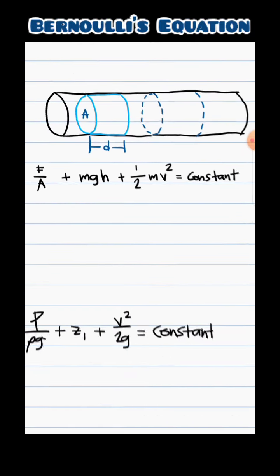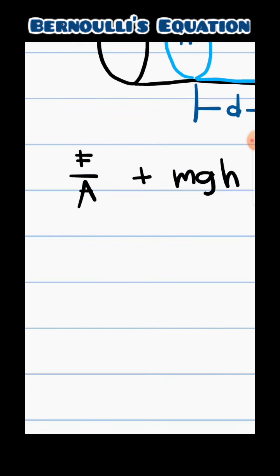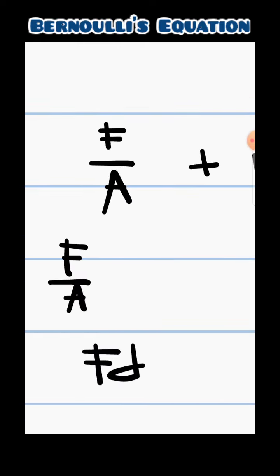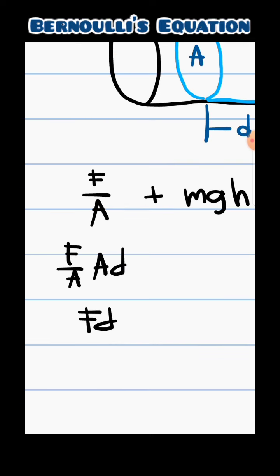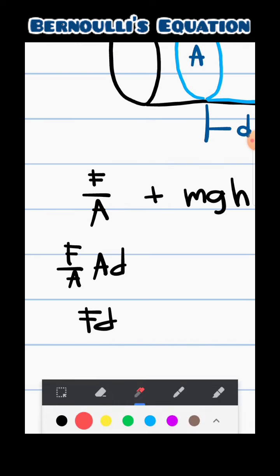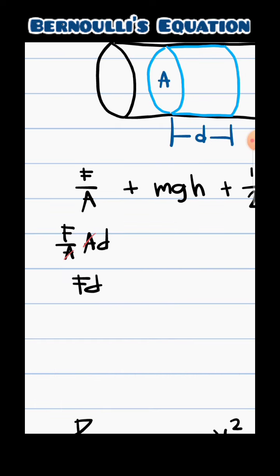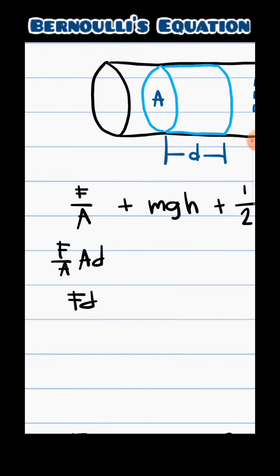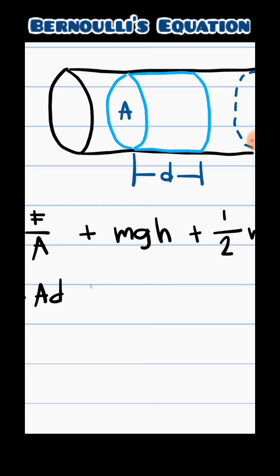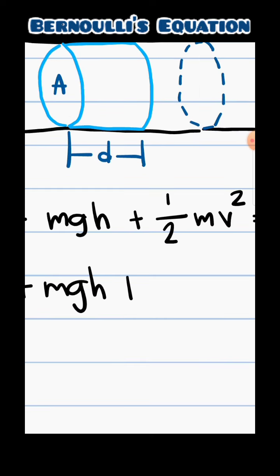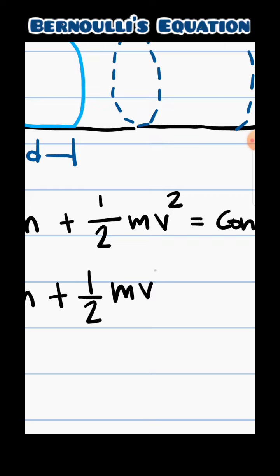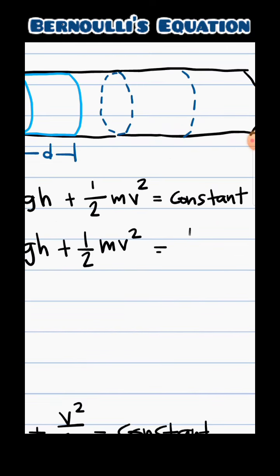Now if we think about the pressure doing work, Fd is the formula for work. So how are we going to rearrange this force over area to form Fd? It's simple: we just multiply it by A and then times d, because the A's will cancel, leaving us the work formula. But we're not going to cancel that A, we just use it to manipulate the term. The other terms stay the same. Equals constant again.